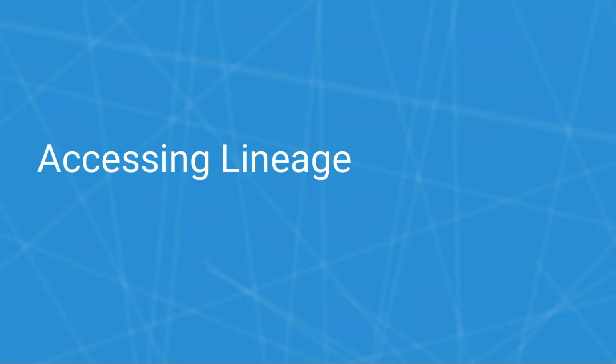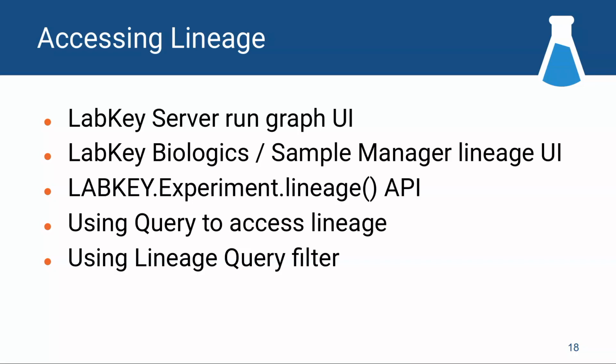All right, so how do we access the lineage? We've created some samples. What do we do now? So LabKey Server has that run graph UI. You may have seen it when you click on a run details for an assay or something like that. But we have the new improved biologic sample manager Lineage UI that we've been showing off. But as a developer, you may want to access that lineage directly. There's a couple of ways to do that.